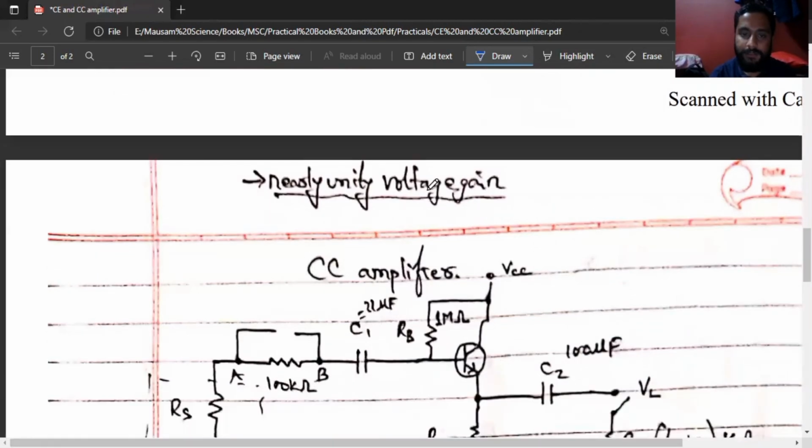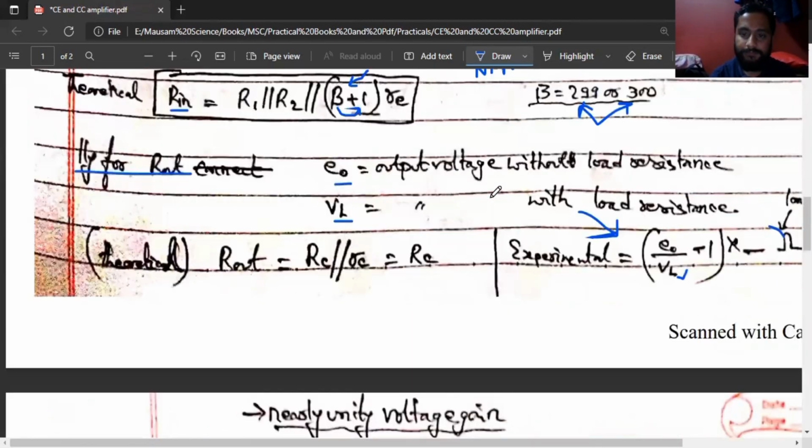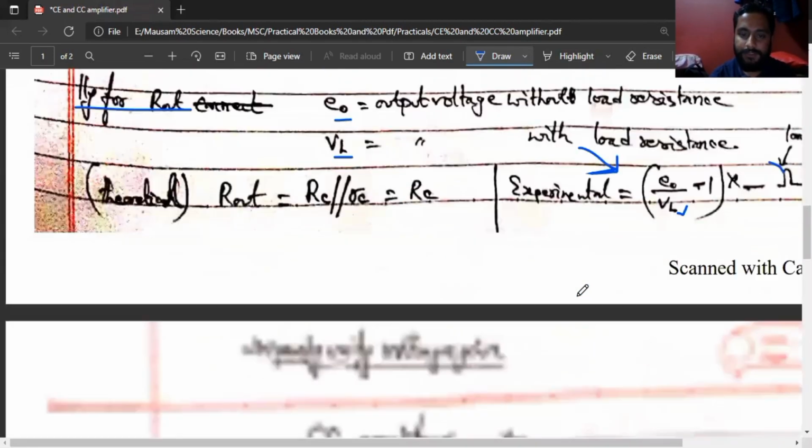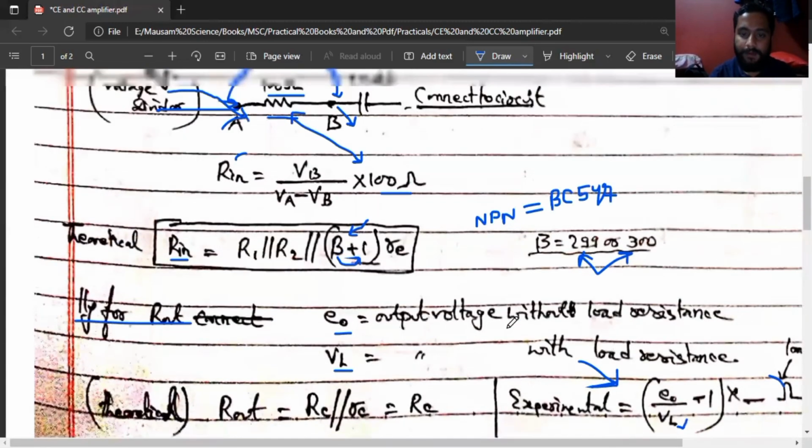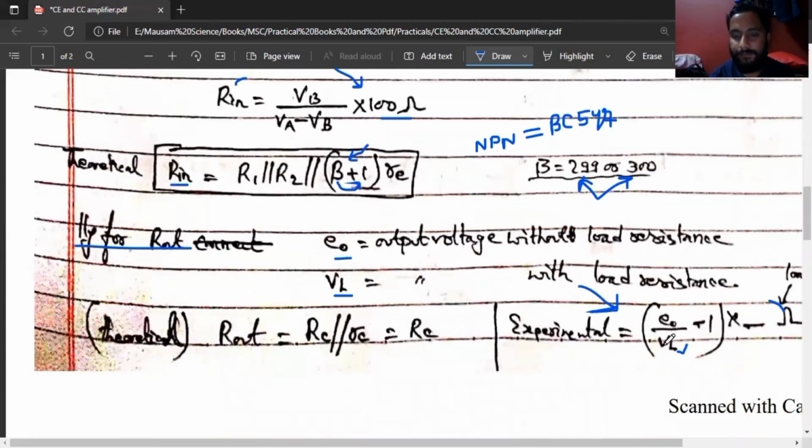So another, nearly unity voltage gain. Oh, this one is for another purpose. This one is for the CC amplifier. Okay, the experimental value can be found from here, and the experimental value and theoretical value should coincide with each other. The theoretical value can be taken out with this formula, RC parallel small rc. We know small rc value is very, very small, so this value will be nearby equal to RC.